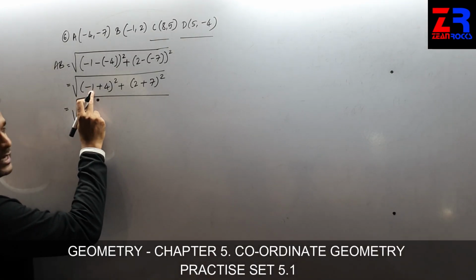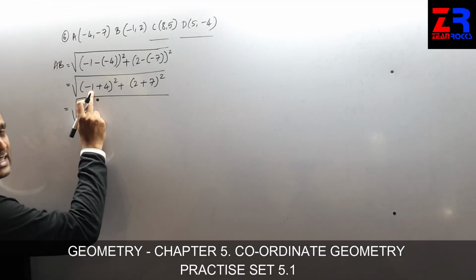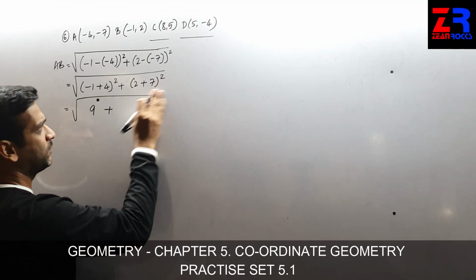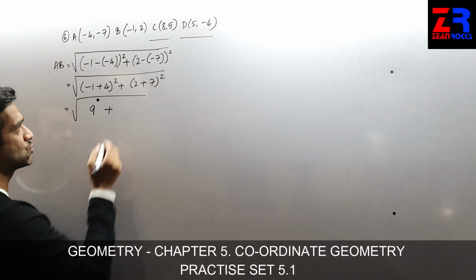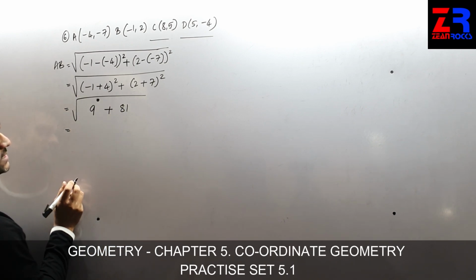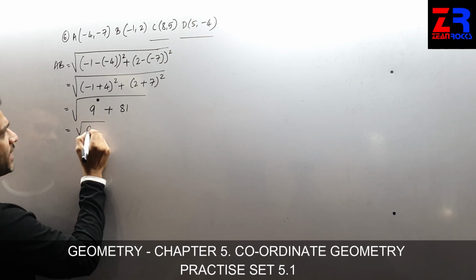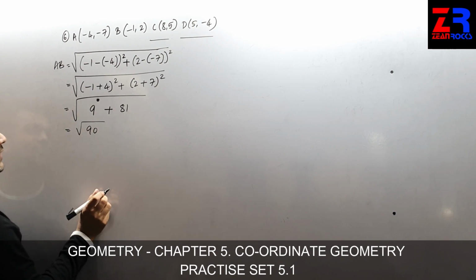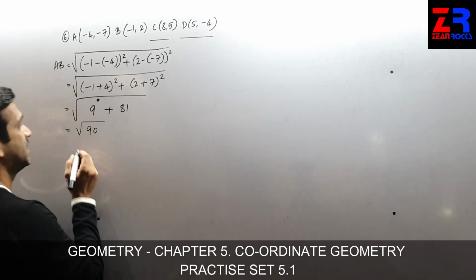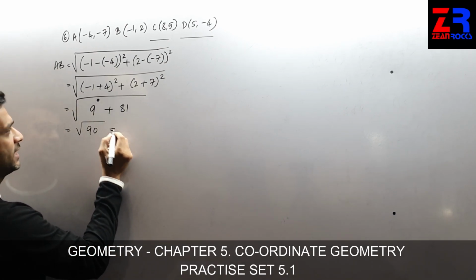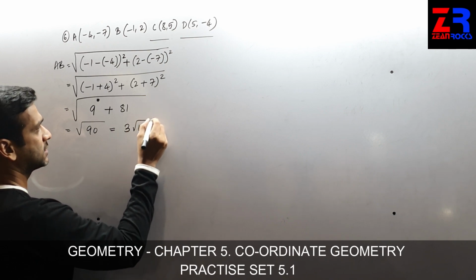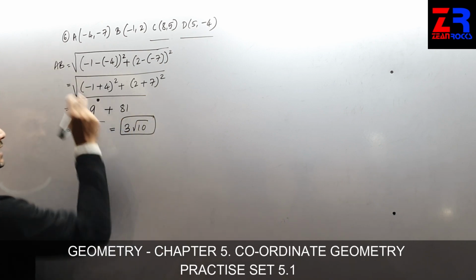Here you will get -1 plus 4 square plus 2 plus 7 the whole square. 4 minus 1 is 3. 3 square is 9, plus 7 plus 2 is 9. 9 square is 81. So my answer will be root of 9 times 10. Can 90 be factorized? Answer is yes. So I will get 9 tens are 90. That means 3 root 10 will be the answer. This is your first segment AB.